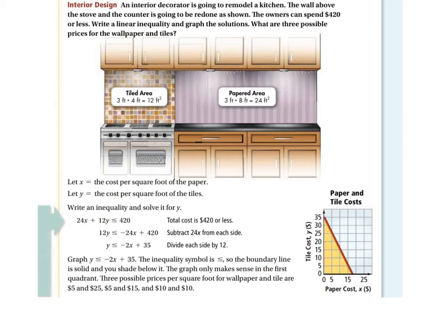Okay, and we'll do one of those. So it says three possible prices per square foot for wallpaper and tile are $5 and $25, right? So $5 and $25 right up here. $5 and $15, that's another one because it falls in that yellow area. $10 and $10. That fits right in there too. There's lots of others.